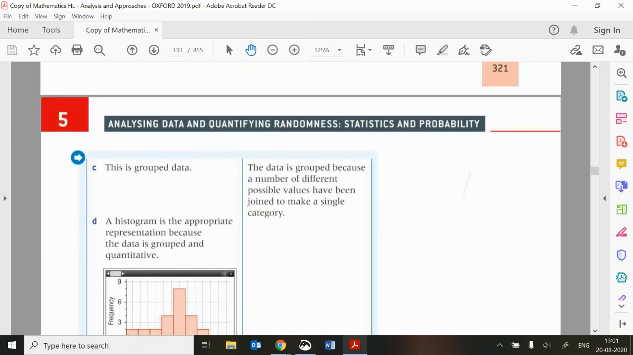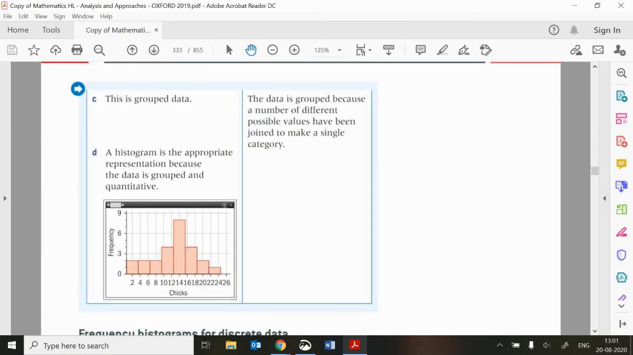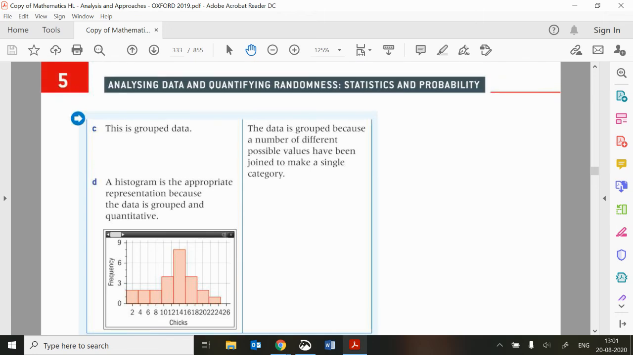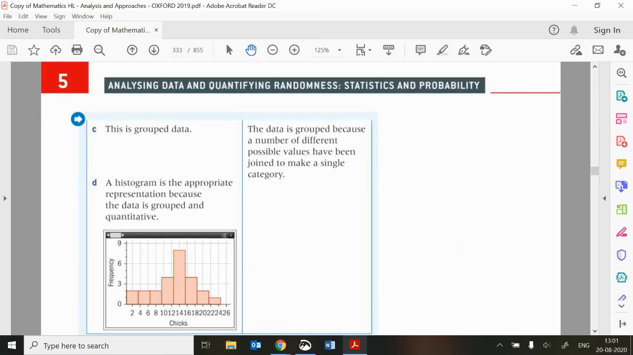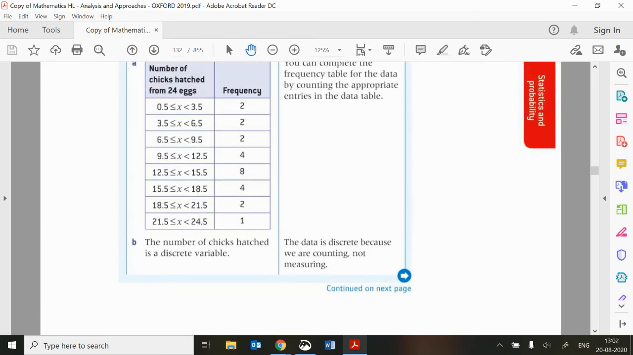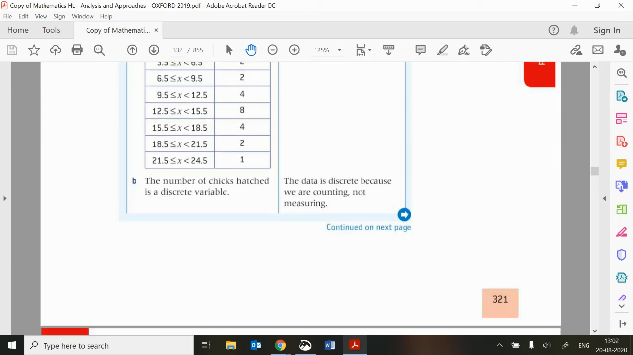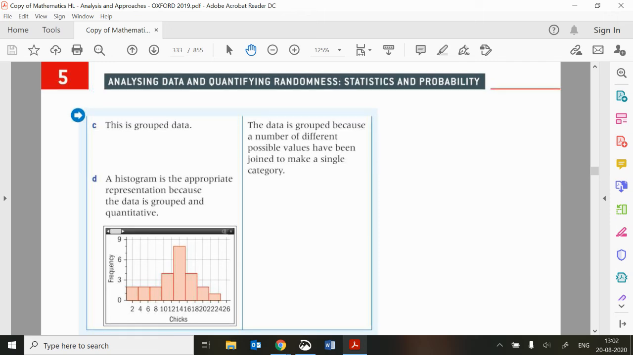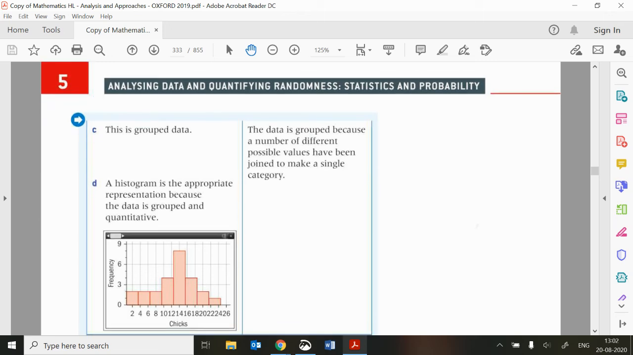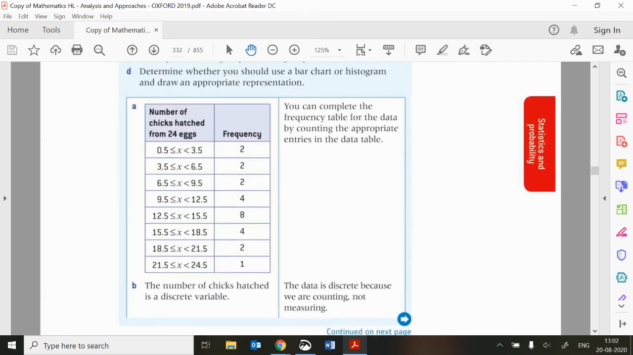Okay, but determine whether we should use a histogram or a bar chart. A histogram is the appropriate representation because the data is grouped and quantitative. Yeah, but I think also because it's continuous data here. Continuous data, rather, sorry, it's discrete data. Oh, that's interesting. I don't know. Actually, I think that you could have bars which say, you know, 0, 1, 2, and 3.